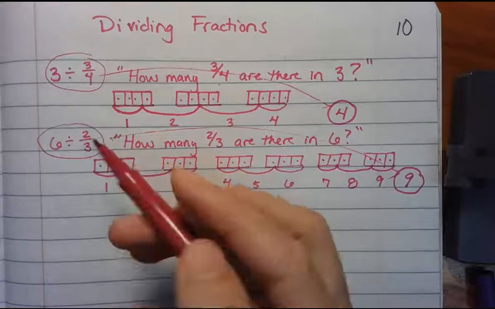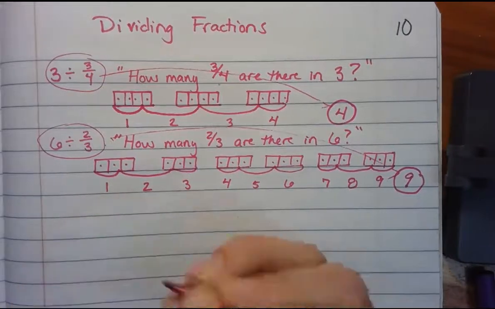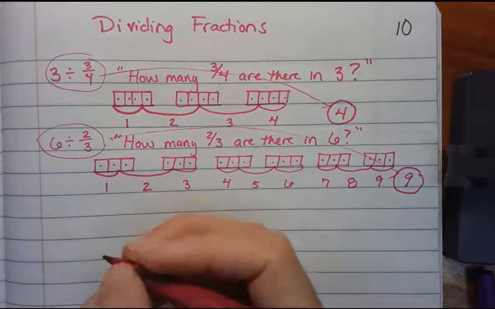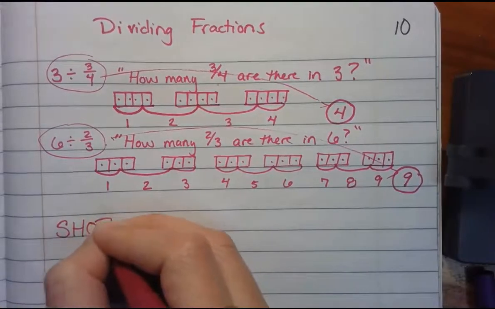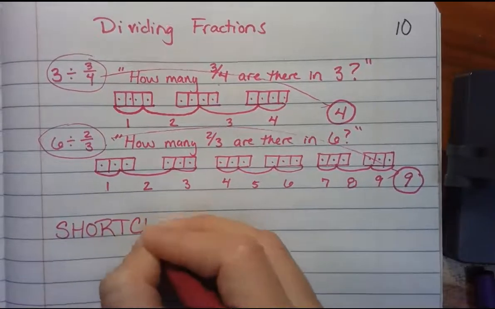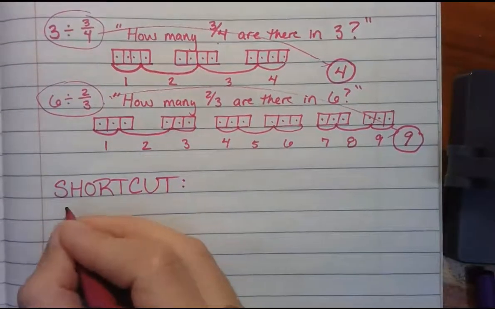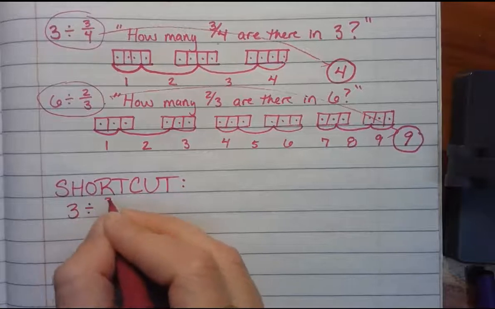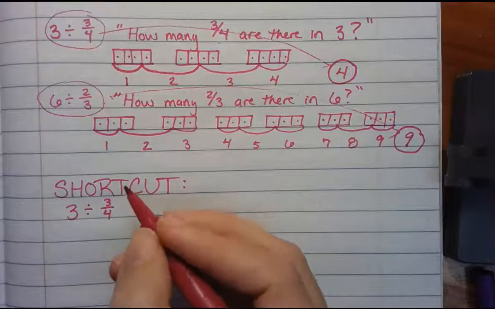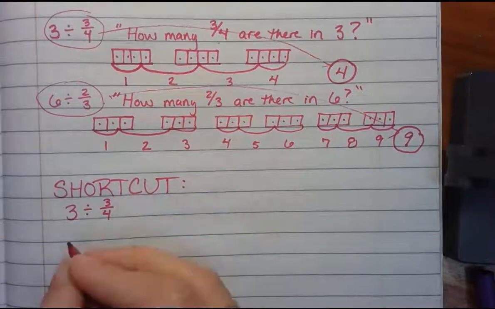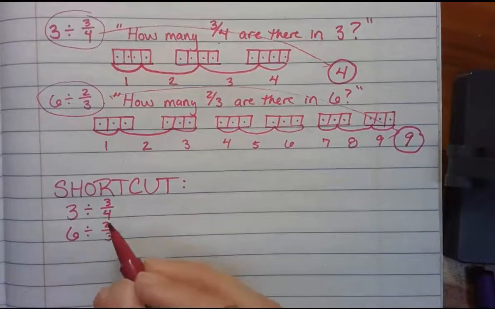And so here's what I want you to look at. Let's start with the 3 3/4. So the shortcut, actually let's label this as just the shortcut. So the shortcut instead of drawing pictures, and let's start back with the 3 divided by 3/4. All right, and so we want to look at how are these numbers related to each other, and let's go ahead and look at both of them. Here's the two problems that we did.